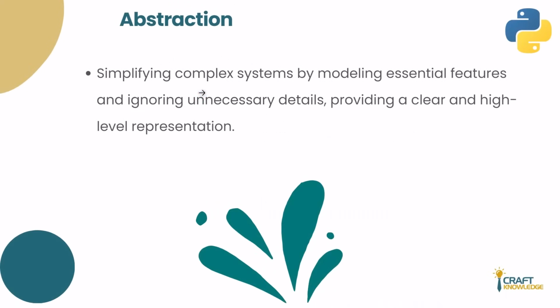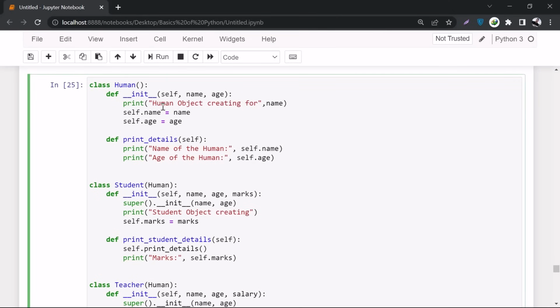And finally, last but not least, what is abstraction? We have already covered it, but I didn't tell you where we covered it. So basically abstraction is simplifying complex systems by modeling essential features and ignoring unnecessary details, providing a clear and high level representation. For example, here we have created a human object, right? We had to create a system for the whole school. So first of all, we created an abstract class, in which we had only those details that are common in all the classes, right? So this is called abstraction, where you can mention the high level details of your object or of your class or of any project. That is called abstraction, right?